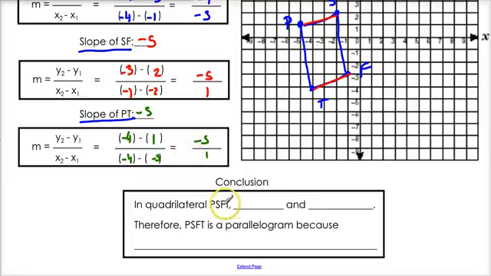So in quadrilateral PSFT, we know PS is parallel to FT. And we also found out that SF is parallel to PT. All right, and we have all our work right here. Therefore, PSFT is a parallelogram because opposite sides are parallel. Okay, so we got that down.